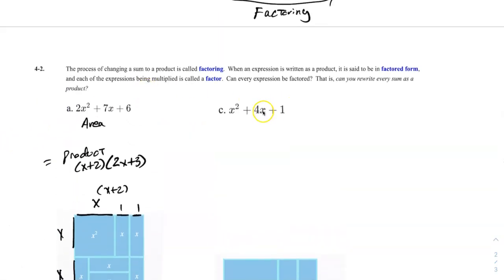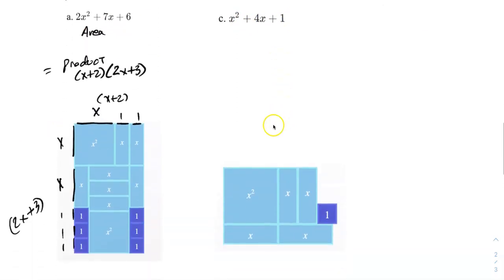Now sometimes you can't factor this. Here's an example of x squared plus 4x plus 1. And you can see here, I try to do it, and there's no way you can rearrange this to make it work. So when that happens, when you cannot make a rectangle, it's not possible, it cannot be factored.